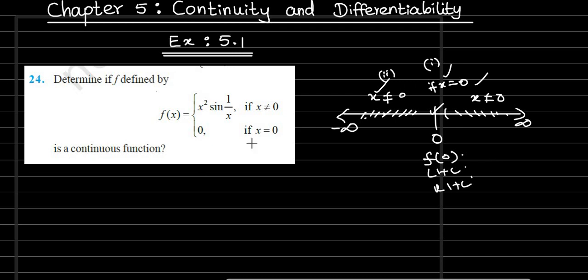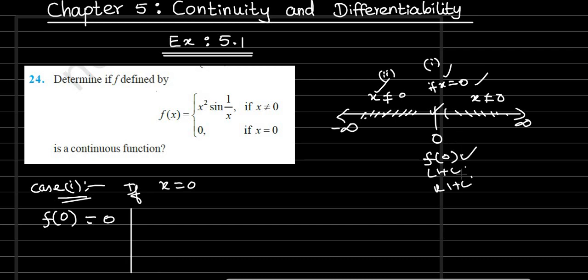Now let's start with case 1. If x is exactly 0, from the given, what is the suitable function? The second function. So f of x equals 0, and even if the input is 0, the answer is going to be 0 only. So f of 0 we found. Now we need the left hand limit and right hand limit. Do we have different functions for them? No, we have only one function.